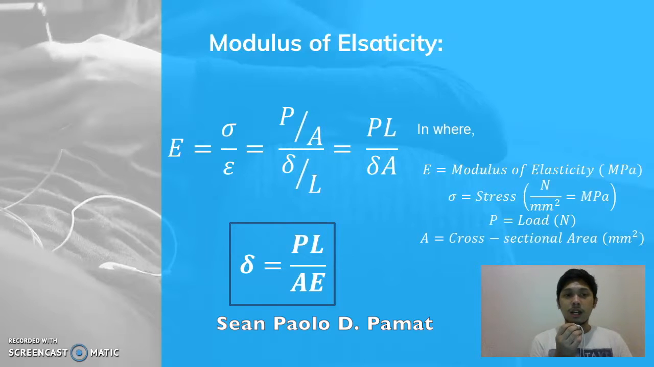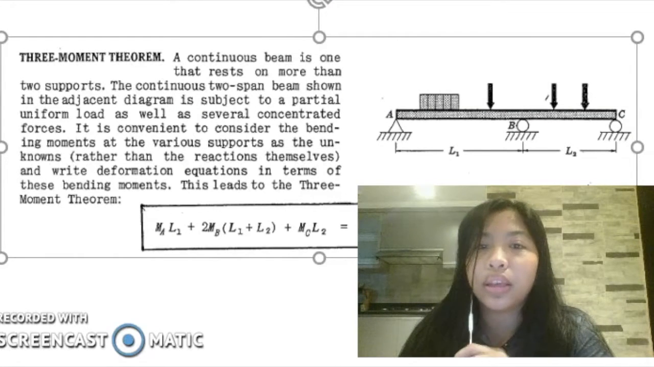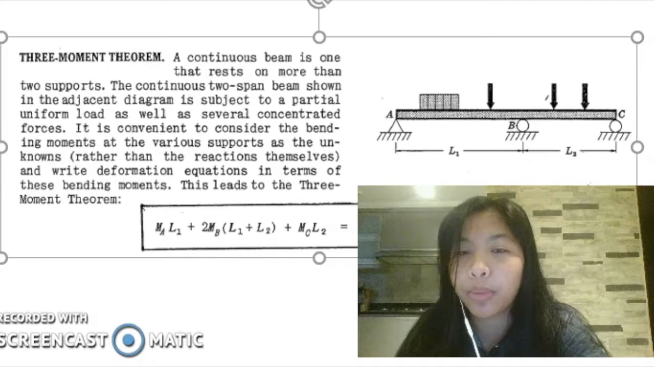Summarizing the formula, modulus of elasticity is equal to the load multiplied by the length all over the deformation multiplied by the cross-sectional area. Alternating the formula, it will become deformation is equal to the load multiplied by the length all over the cross-sectional area multiplied by the modulus of elasticity. That's all. Thank you. A theory regarding the statically indeterminate bodies is the three-moment theorem.